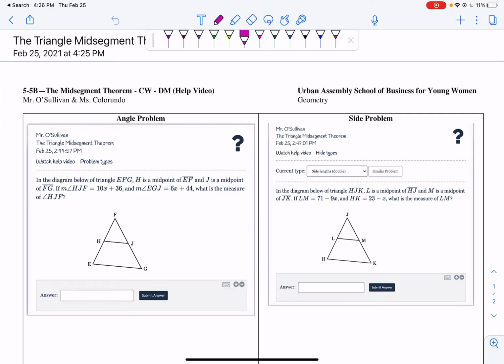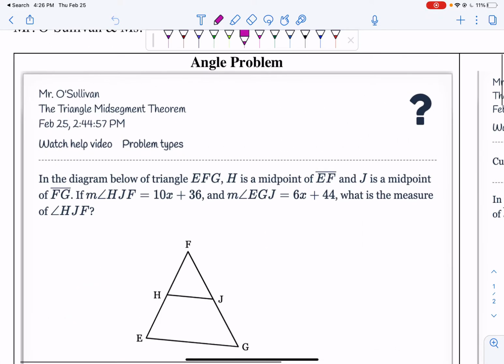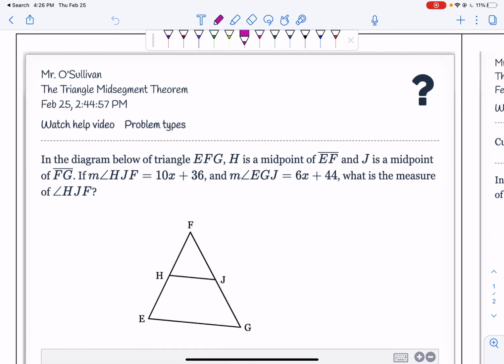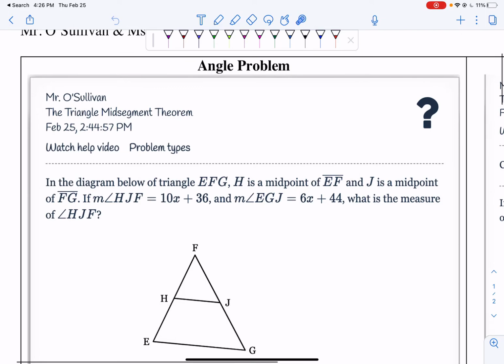All right, let's begin. So here's what it's going to look like. We're basically just going to do 2 problems on some of the problems that you'll be seeing on your Delta Math assignment. I think me and Miss Colorundo only gave you 3 questions, so not too many to stress out about. Just enough for you to focus and actually show us that you understand what you're doing. All right, so let's look below. This is an angle problem, because it's dealing with angles.